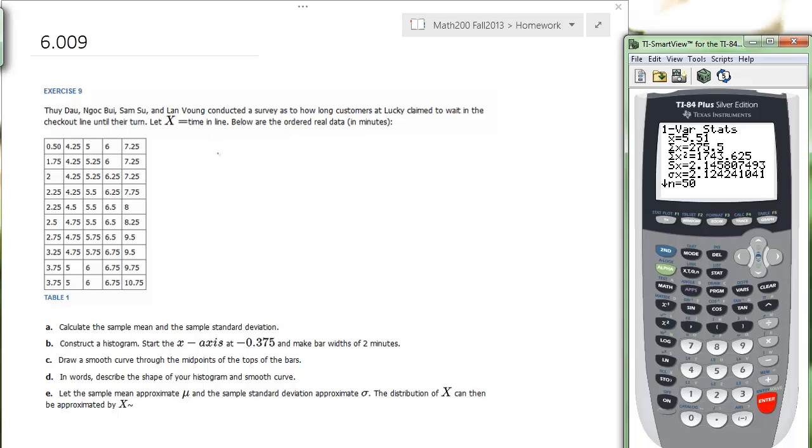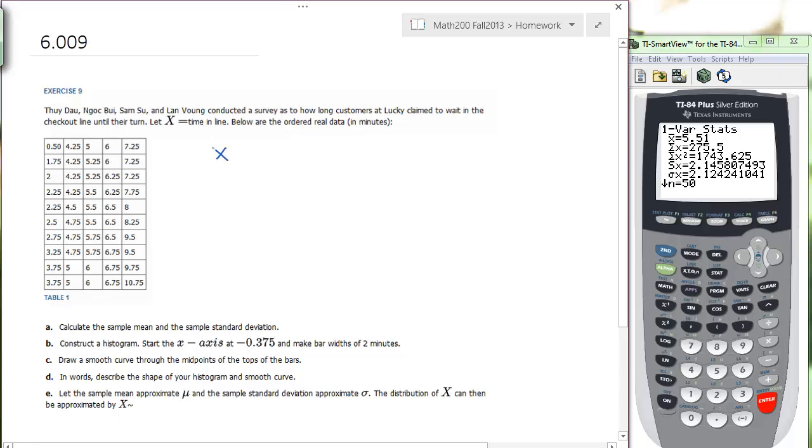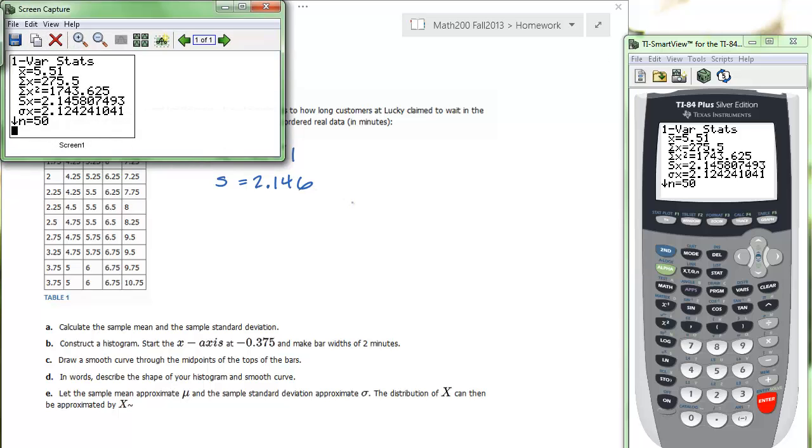And here we have our information. We have x bar equals 5.51, and the sample standard deviation, remember, is s, and that is 2.146. Let's just take a copy of that.